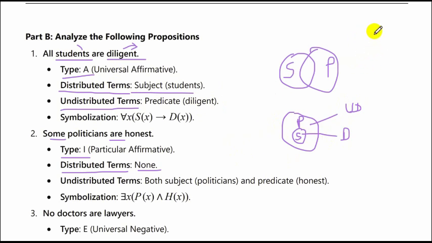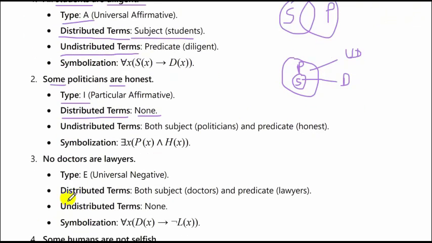Similarly for E, no S is P. So both are distributed in an E proposition. We can learn from this. Both the subject and the predicate are distributed terms. Undistributed terms are none.